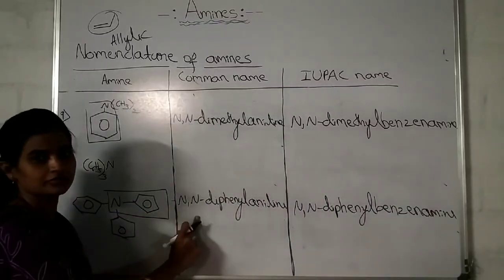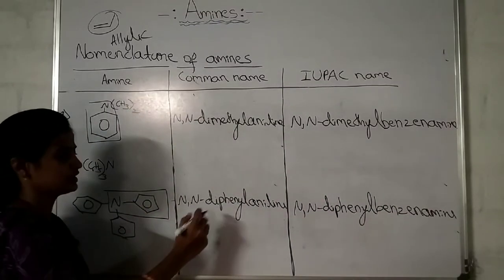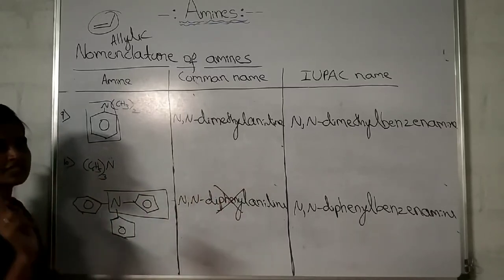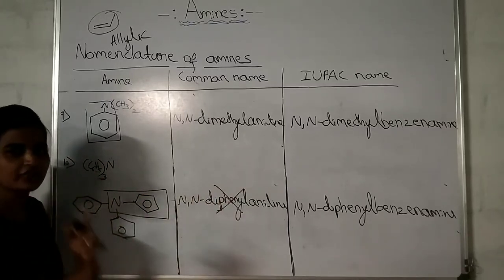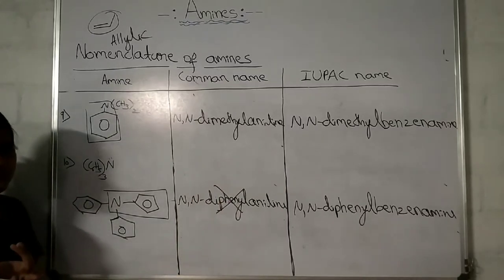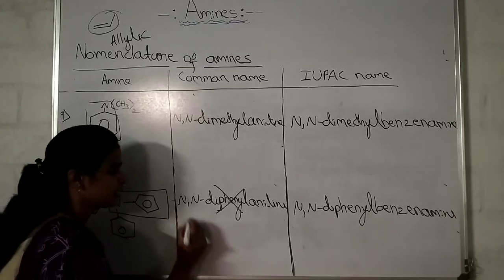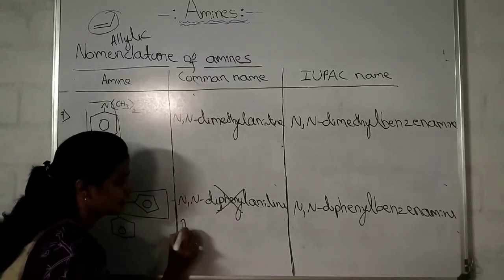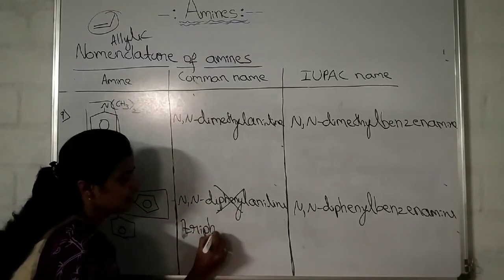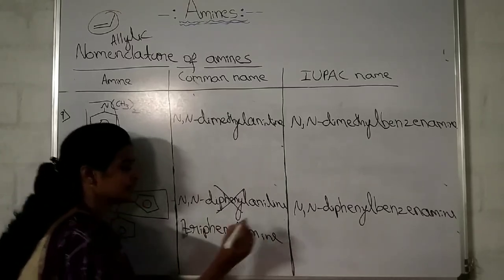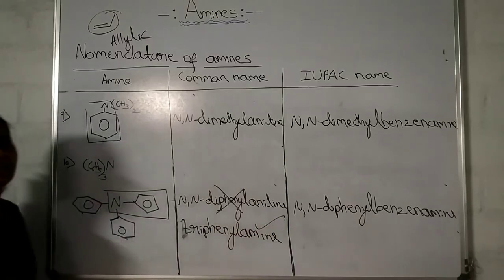Is it right or wrong? If it is wrong, tell me the right one. In the common system, if 3 substituents are there, how do we name it? Tri. We just use the prefix tri. Therefore, 3 phenyl groups are there. So the correct name of this is triphenylamine. The correct name of this is triphenylamine.